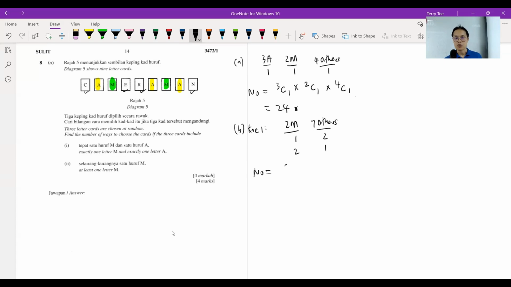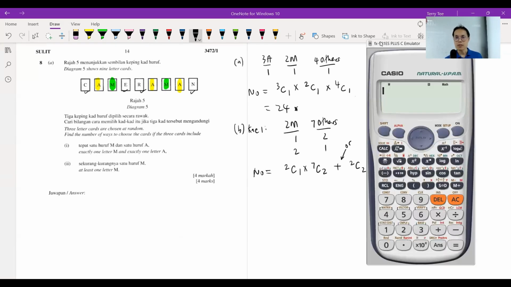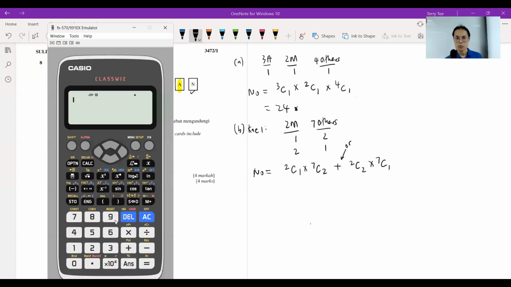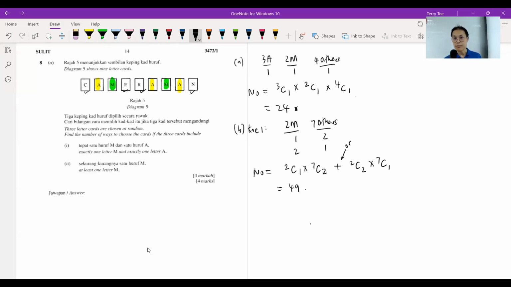Okay. It is 2M, I choose 1. 7 others, I choose 2. Or when it's or, you got to add, or atau. 2M, I choose 2. 7 others, I choose 1. Okay, use your calculator. Now, actually, we know 2C1 is just 2. 7C2, you can use your calculator. Then 2C2 is just 1, by the way, and 7C1 is 7. My answer is 49. But this is just the first method.